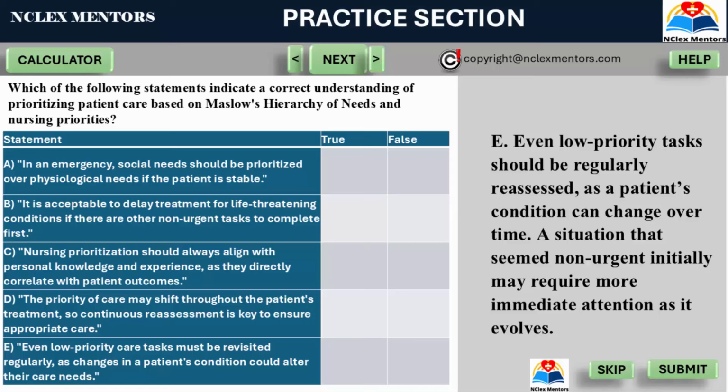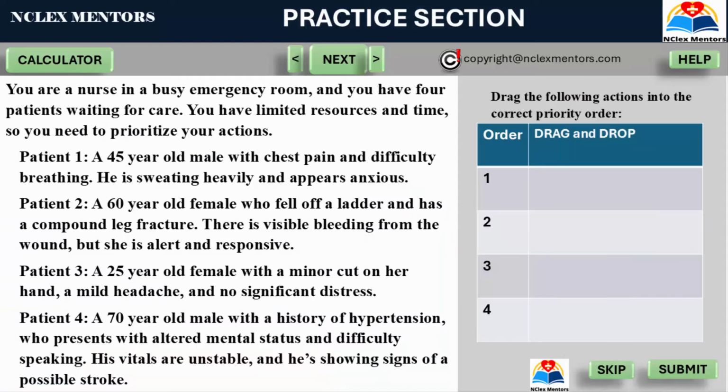Great work so far! You're doing awesome. Let's quickly review. Option A is false. Option B is false. Option C is false. Option D is true. Option E is true. Keep practicing and keep that enthusiasm going.